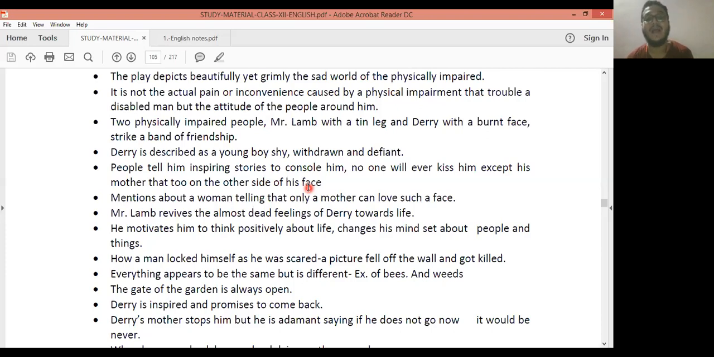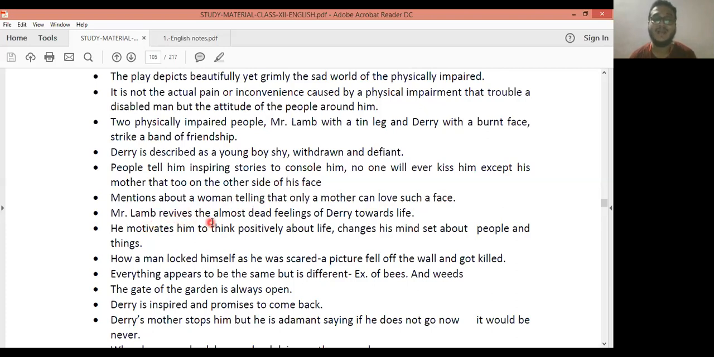So the other side of the face, not the injured face, will be kissed only by the mother. That was highlighted, and the boy is also in some tension and does not trust even the mother. So what happens here? It mentions a woman telling that only a mother can love such a face. Mentioning someone that only a mother can love such a face. What happened? So yes, the mother is also not doing the same kind of work.